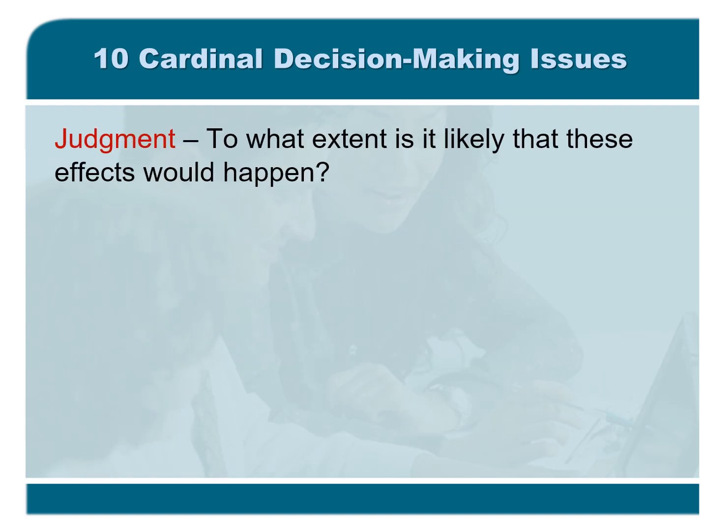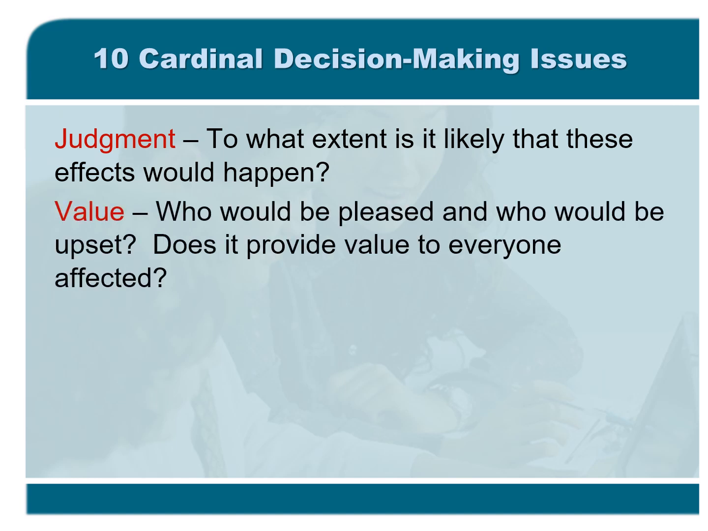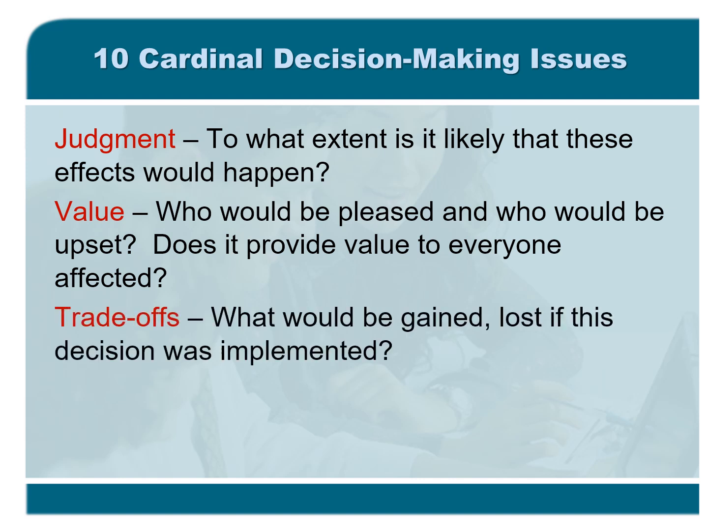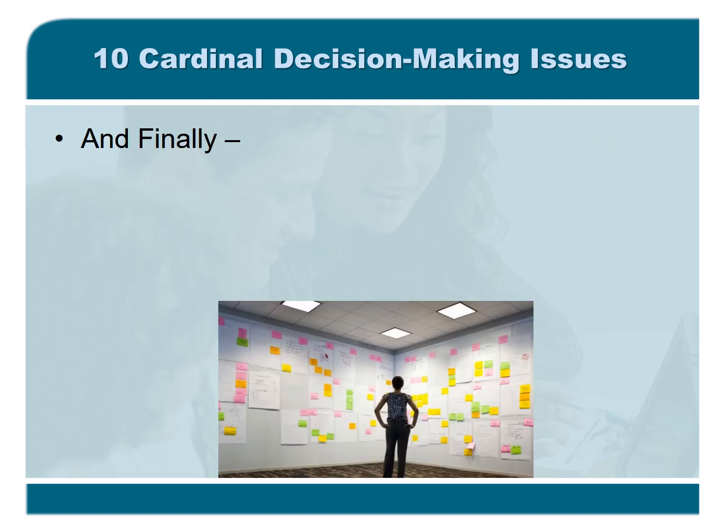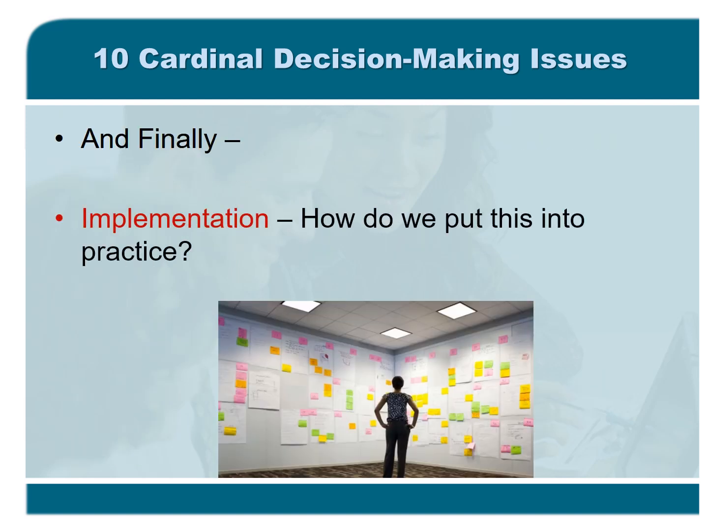Judgment. To what extent is it likely that these effects would happen? Value. Who would be pleased and who would be upset? Does it provide value to everyone affected? And trade-offs. What would be gained, but what would be lost if this decision was implemented? And acceptability. Who needs to buy into this? Would it be acceptable to everyone involved or affected? And finally, implementation. How do we put this into practice?